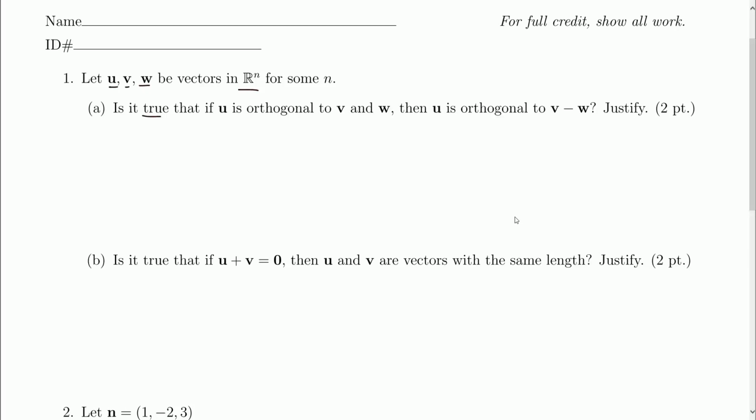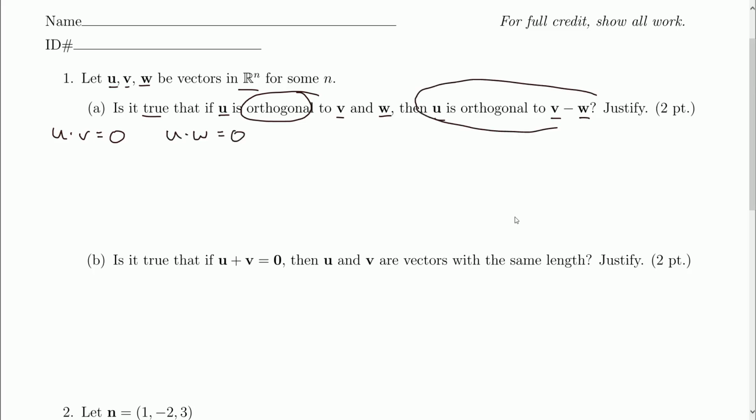Is it true that if U is orthogonal to V, so we might try and remember, what does orthogonal mean? It's perpendicular. So if U is orthogonal to V and W, then U is orthogonal to V minus W. What does orthogonal mean? Well, if I know U is orthogonal to V, then when I dot product it, I get 0. Not the 0 vector, the scalar 0. Same thing with U dot W. It's also equal to 0. But what would I like? Well, they're asking me, does this mean that U is orthogonal to V minus W?